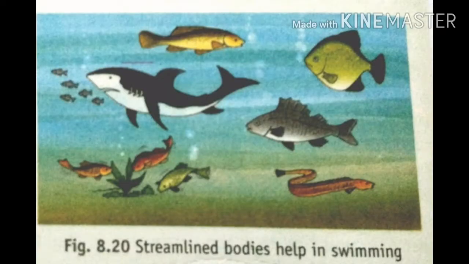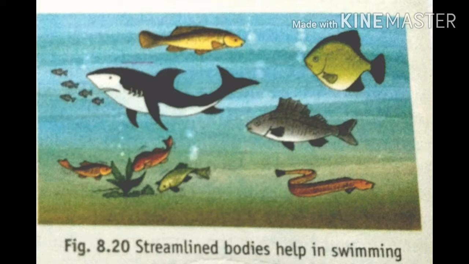Next one, fish. Movement in fish. Fish have a skeleton just like us inside the body, called an endoskeleton. It's like our body. Fish also have an endoskeleton. The endoskeleton is attached to very strong muscles that help the fish to swim in water.